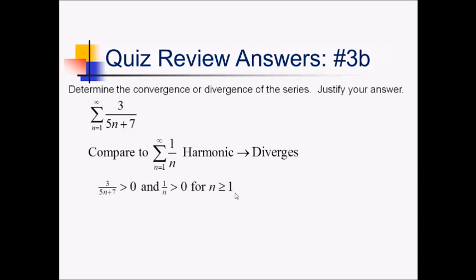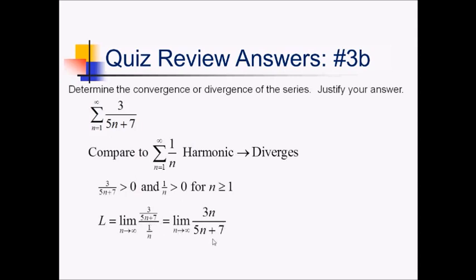So now I take the limit of the ratios of these. I've got the limit as n approaches infinity of 3 over 5n plus 7, all of that over 1 over n, and I'll let whatever this comes out to equal L so I can use it later on. Same change flip. I've got 3 times n in the numerator over 5n plus 7 times this invisible 1 in the denominator.